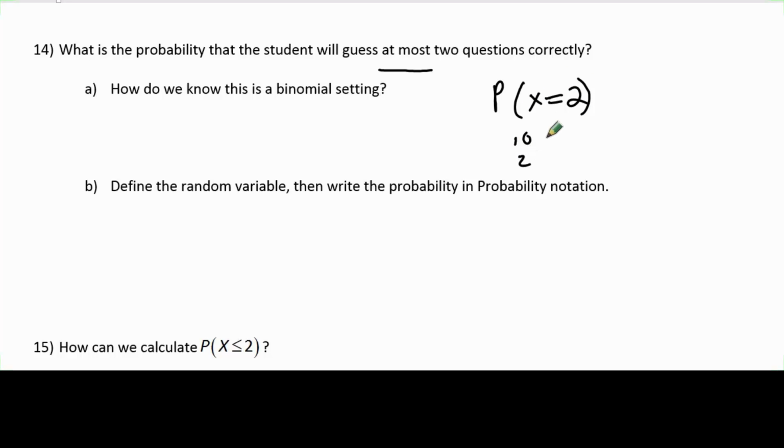So that would be 10 choose 2, and then we would have to have 2 successes, 0.25 to the 2, and then we'd have to have 8 failures, right? So 0.75 to the 8th. But how does it change if it's at most 2? So that's what we're looking at. We have to try to figure out what happens when we try to figure out less than or equal to 2.